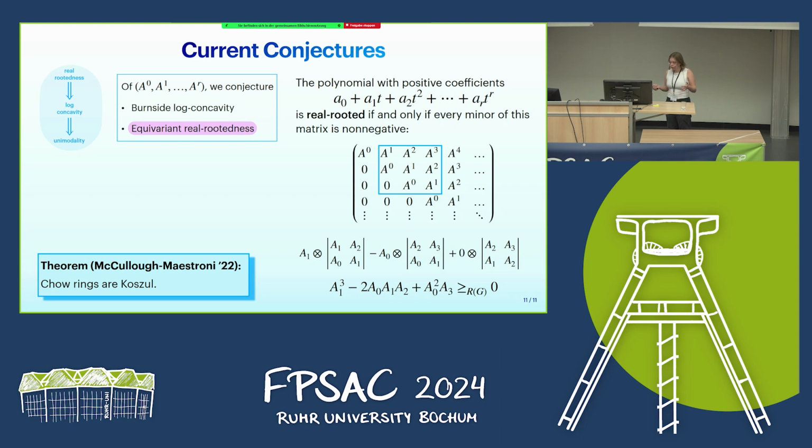But using the fact that Chow rings are Koszul, which is a recent result by McCullough and Mastroni, we know that every minor that has A1s on the diagonal or A0s on the subdiagonal, just as this one does, all of these minors are going to be equivariantly non-negative.